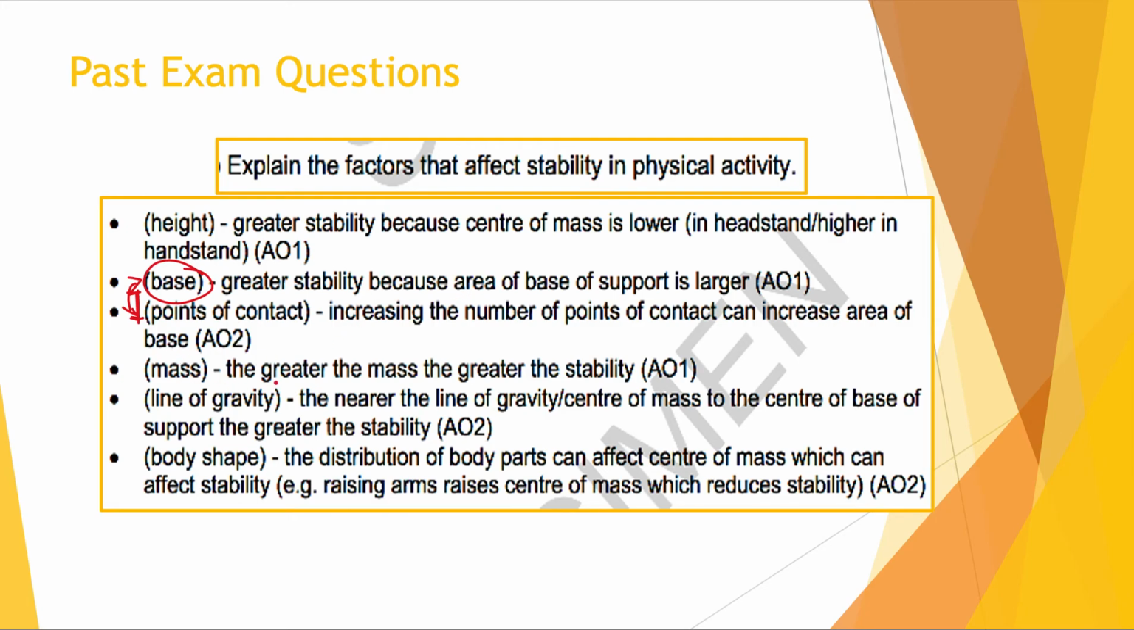And you might have said mass and then gone on to say the greater the mass, the greater the stability. Line of gravity in comparison to base of support. So the nearer the line of gravity is to the centre of the base of support, then the greater the stability. And body shape, you might have said, obviously didn't need to say that to get all the marks here. This was a 4-mark question. But if we distribute parts of our body in a certain way, we can affect our stability. So if we raise our arms, then we're raising our centre of mass and therefore reducing our stability.